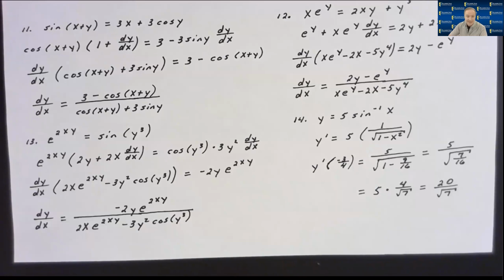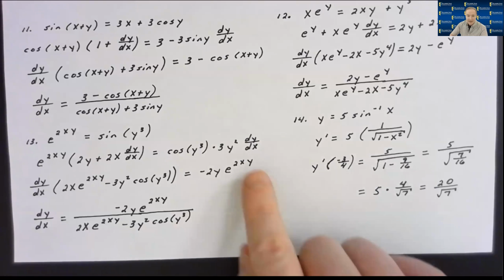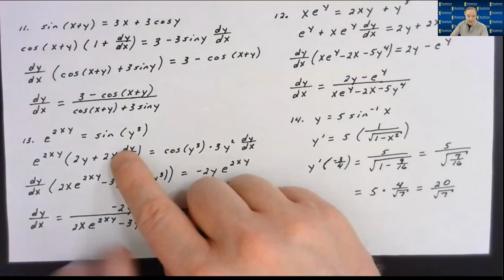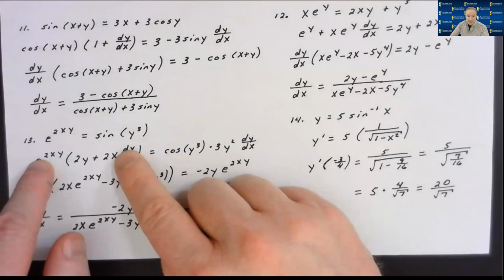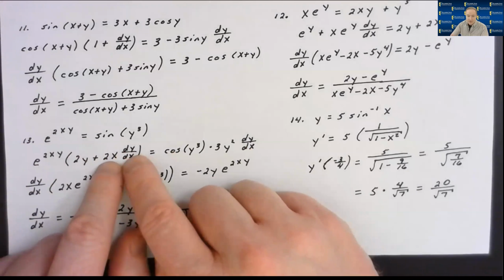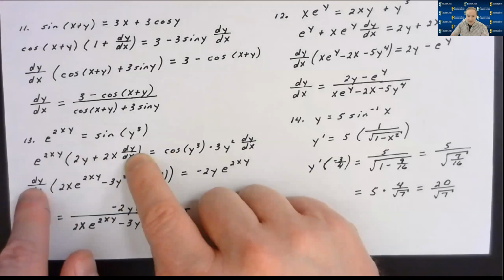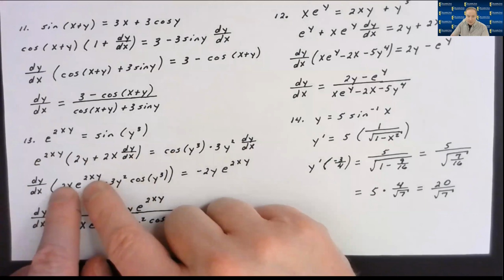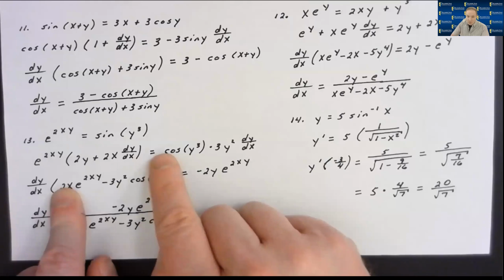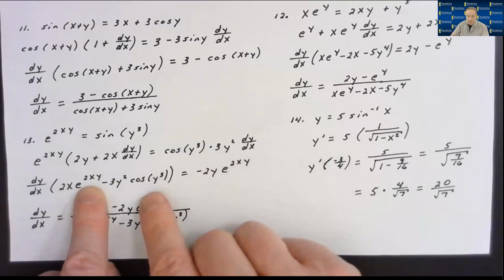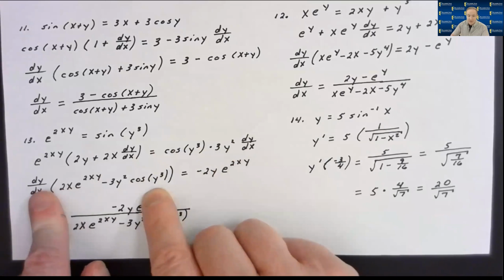Now, every term that has a dy/dx needs to stay on the left-hand side. So I see I have all of this as one big factor with a dy/dx, I have another one right here, and then I have this term right there that does not have a dy/dx. So dy/dx gets factored out, and I'm going to have 2x e^(2xy) plus y. That's where all that came from. And when I move this term over, it's going to be minus 3y squared cosine of y cubed. Again, I factored out the dy/dx.